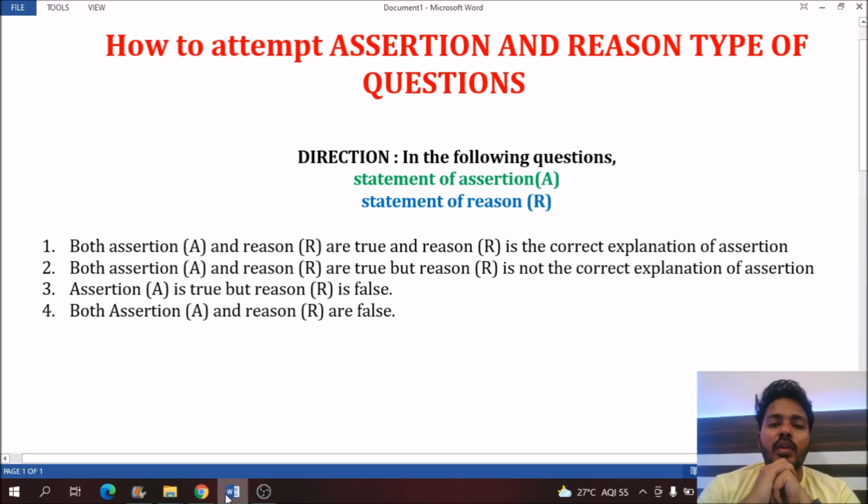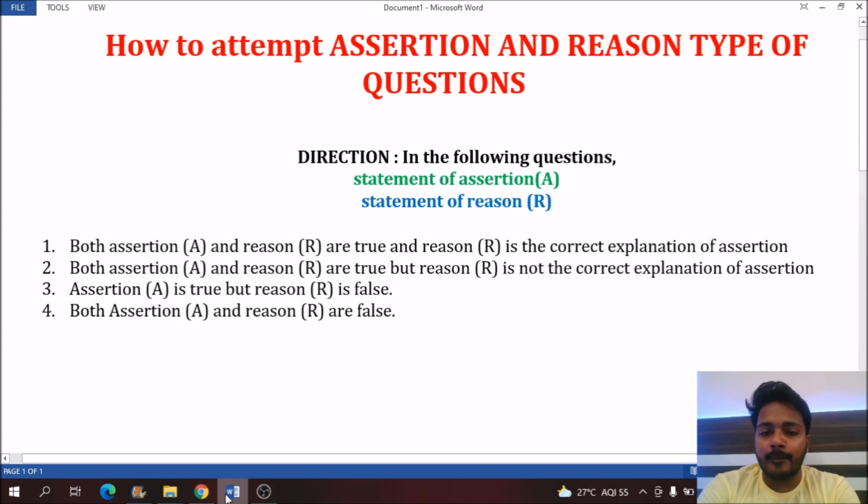Hello everyone, in today's video we will discuss how to attempt assertion and reason type questions. CBSE has announced that the exam will be objective type. So assertion and reason type questions are a big deal for students. They have no such doubt in MCQs and case studies, but they generally get stuck in assertion and reason type questions. So in today's video we will discuss how you can easily attempt these types of questions. We will practice some questions as well, and I will tell you the correct way to attempt them.